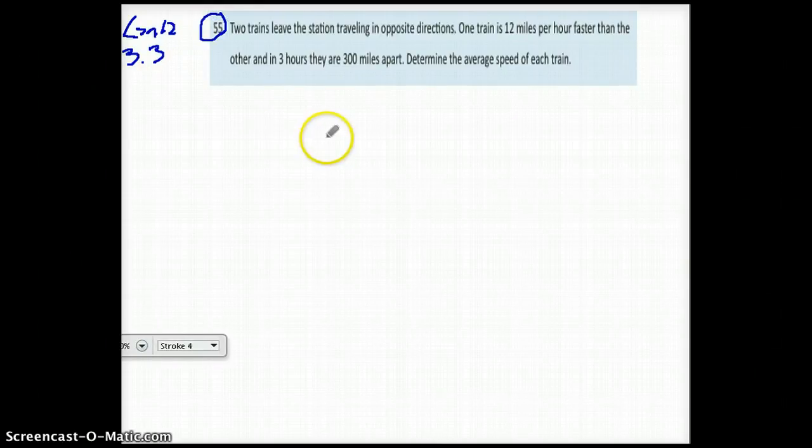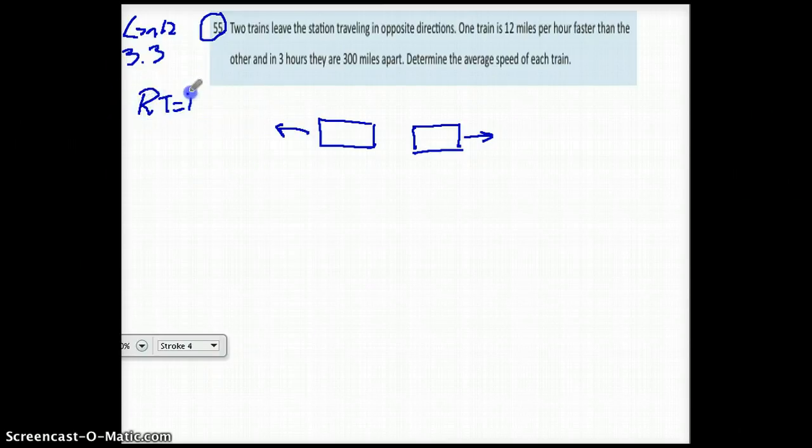All right, two trains leave the station traveling in opposite directions. Okay, so I'm just going to put a box here going this way, a box here going this way. Two trains leaving the station. Now, remember on problems like this, rate times time is equal to distance. That is a very, very important formula.